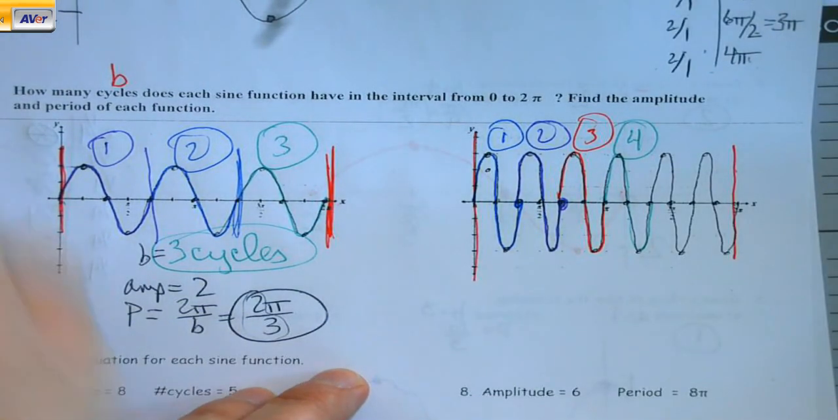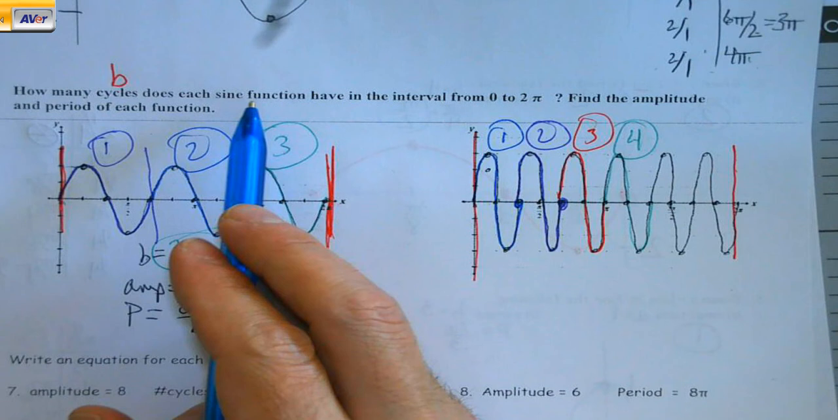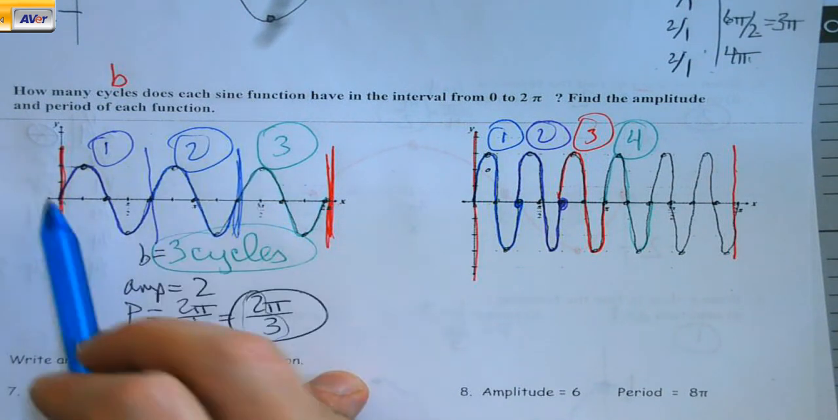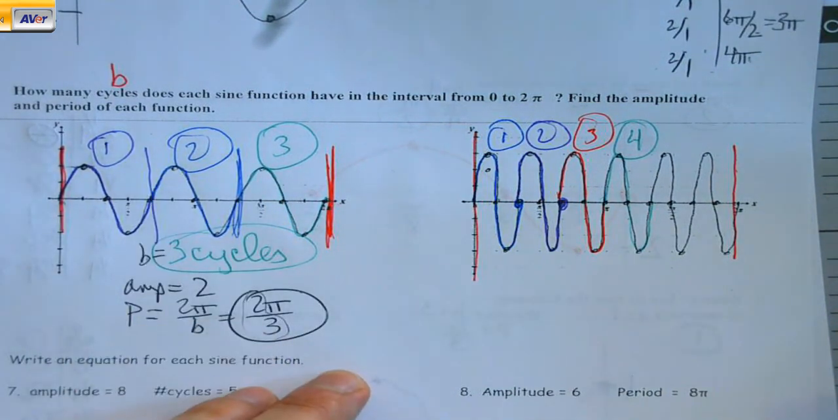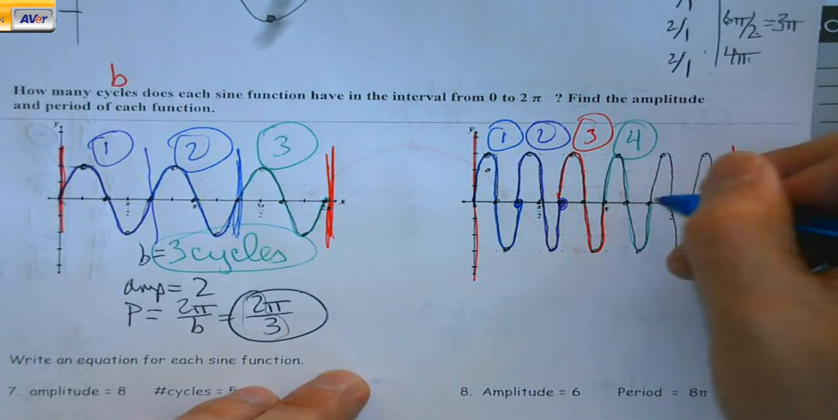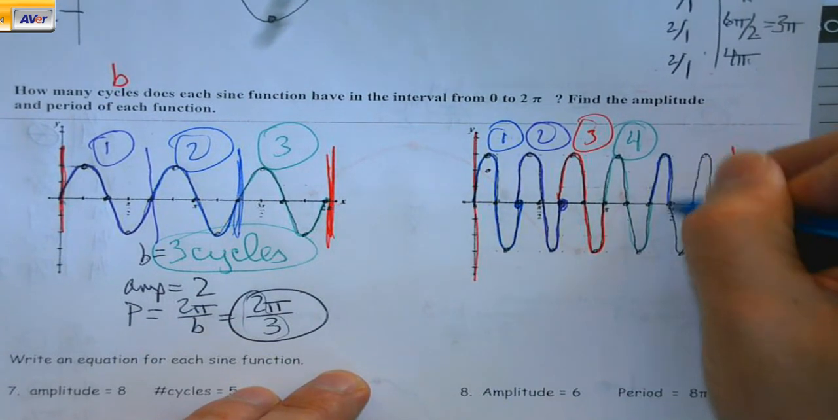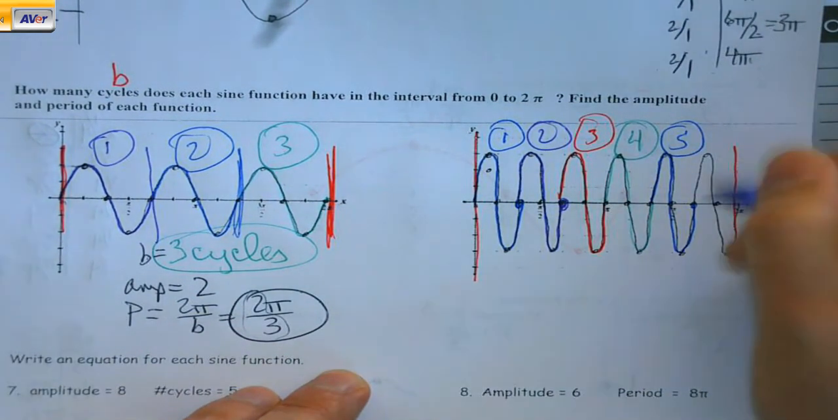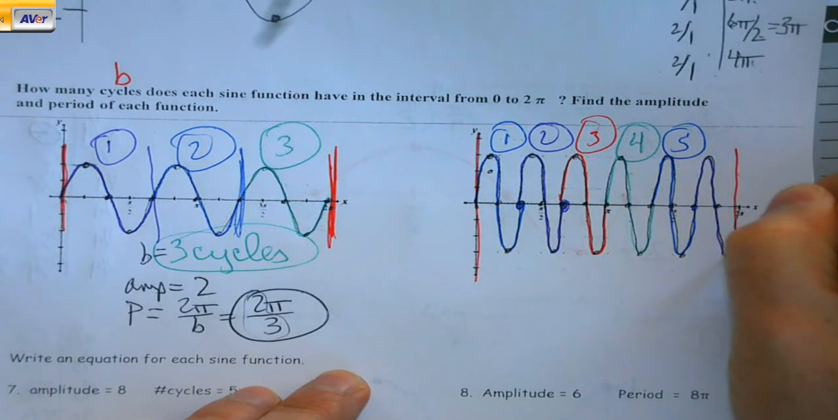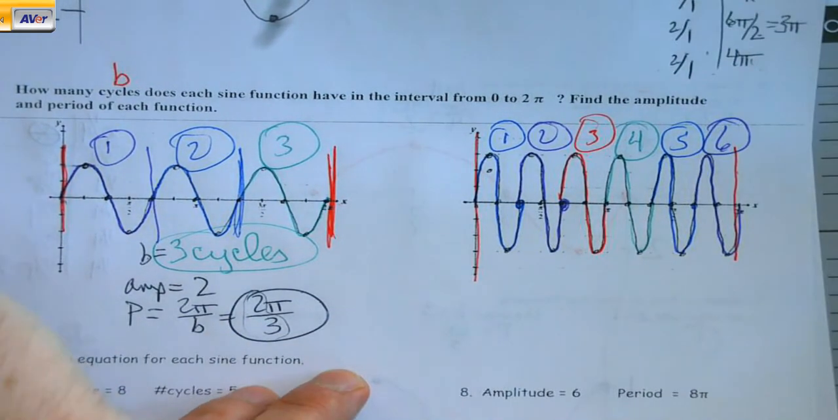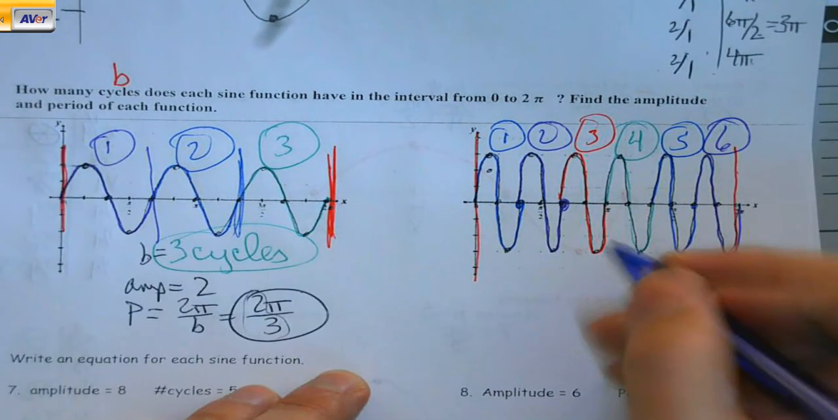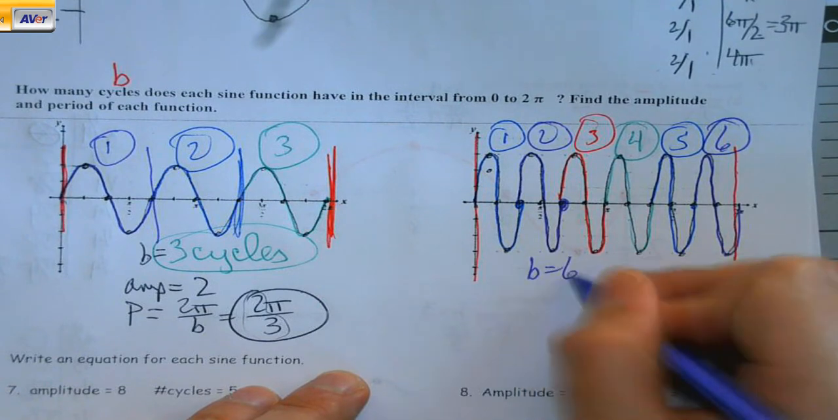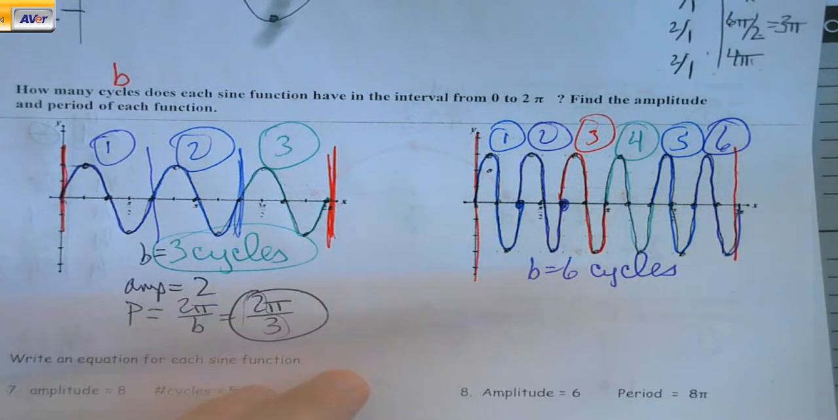I do have to pay attention to what function it is, though, because if it was cosine, now it'd be U-shapes I'm looking for. So, got to kind of think this through a little bit. Max, min, back to the start. Max, min, back to the start. Okay, so 6 cycles. So that's my B value.